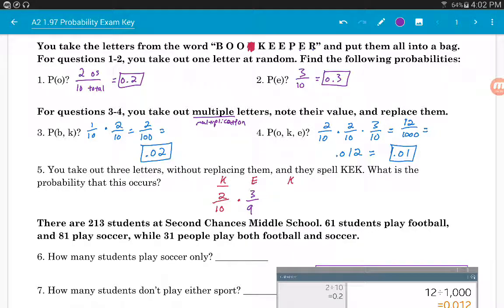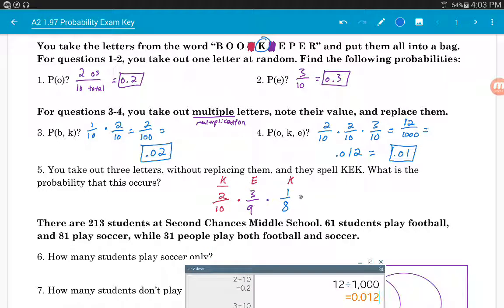Now I've taken out one of the E's, so I'll get rid of one of the E's because it was taken out of the bag and not replaced. So times, now the last K. How many K's are there now? There's 1 K out of how many total? 1, 2, 3, 4, 5, 6, 7, 8. So there is 1 out of 8.